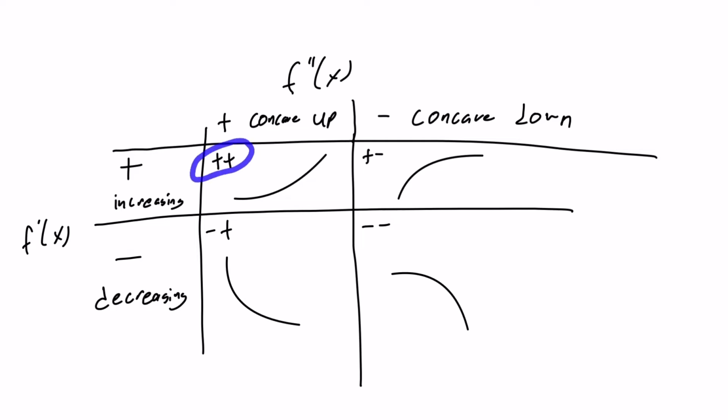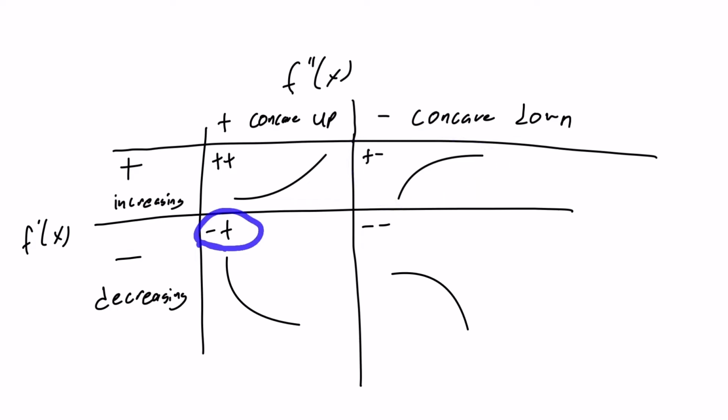If we are plus plus, meaning the first and second derivatives are both positive, we're increasing and concave up, and the shape of the function is something like this in the top left. If we're plus minus, meaning the first derivative is positive and the second derivative is negative, we're increasing and concave down, so the shape is something along these lines in the top right.